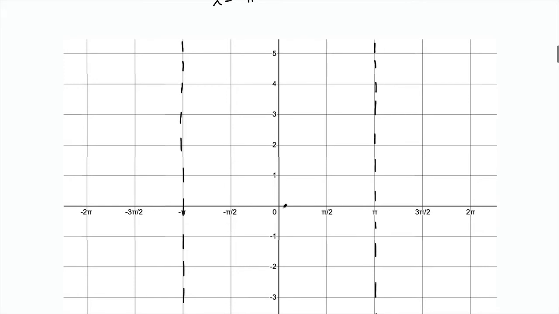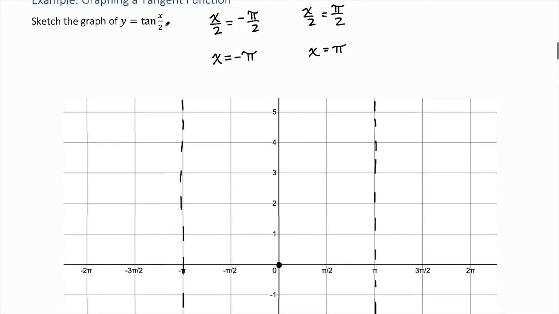Okay, halfway between our asymptotes, we'll go through our 0, 0 point. You could think of it as the midline of tangent. We haven't shifted up or down here, and so we'll just stay there on the axis. Okay, and then we just need to draw following our asymptotes.